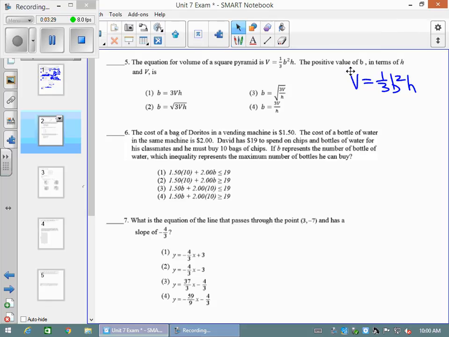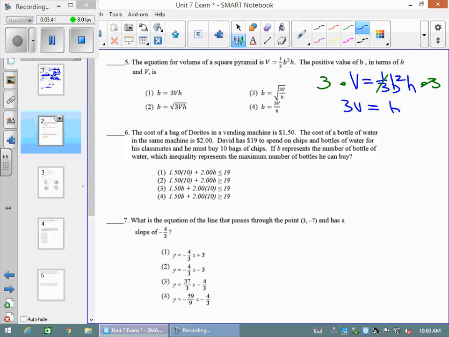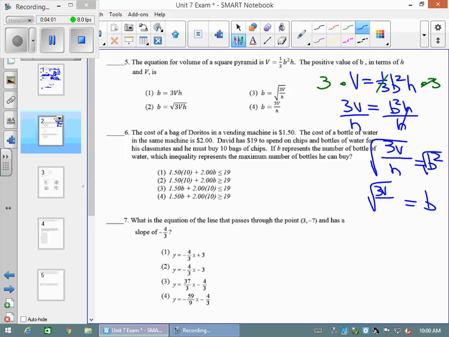First thing we're going to do is get rid of the coefficient of a third on the right-hand side by multiplying the left and right-hand sides by the reciprocal. So a third times 3 just gives 1. So now I have 3v equals b squared h. I want to get the b alone. So since it's attached to the h by multiplication, I'm going to divide by h. So now I have 3v divided by h equals b squared. So to undo squaring, I need to square root. And they told me they wanted the positive solution, so it would be b equals the square root of 3v divided by h, which is choice 3.